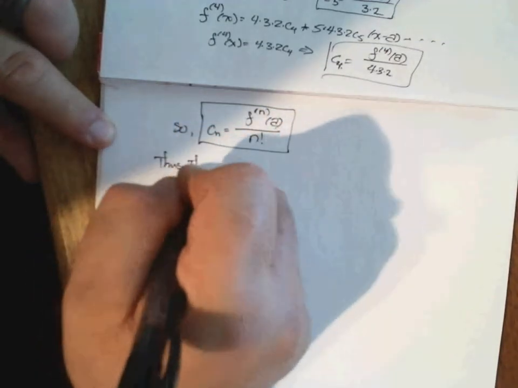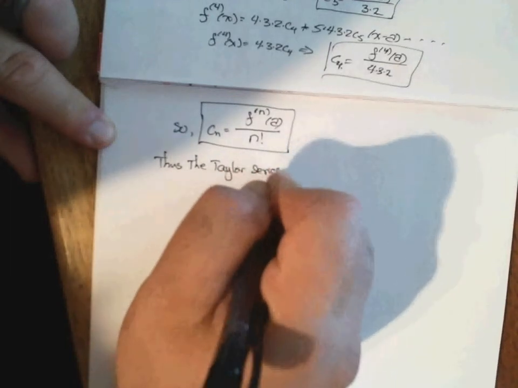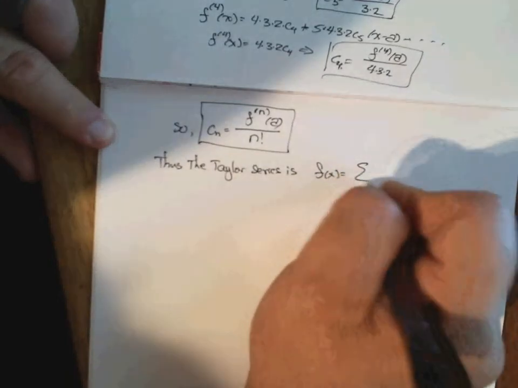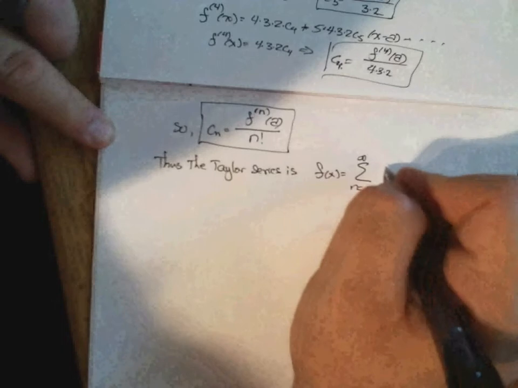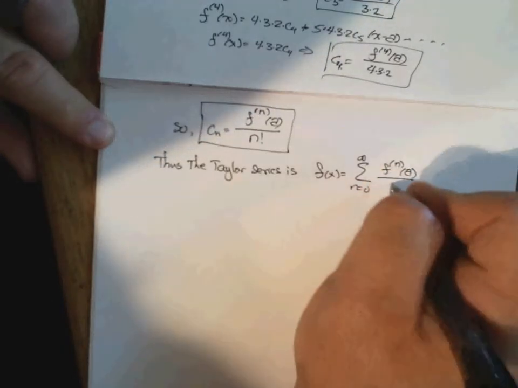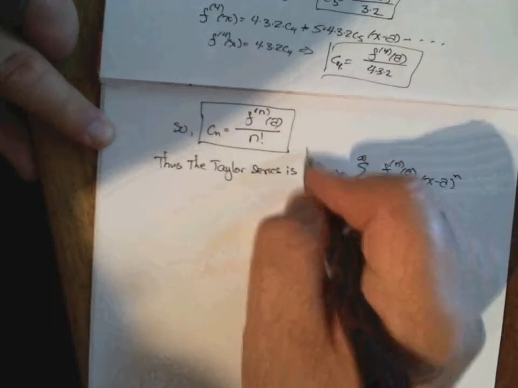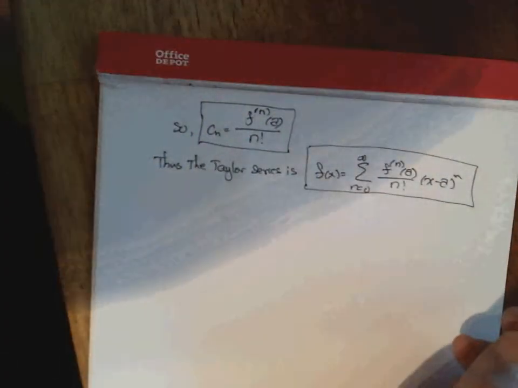Thus, the Taylor series is this. F of x is the sum from 0 to infinity of now this plugged in for the constant. There's your formula for the c's times x minus a to the n. And that's called Taylor's theorem, or the definition of a Taylor series. All right.